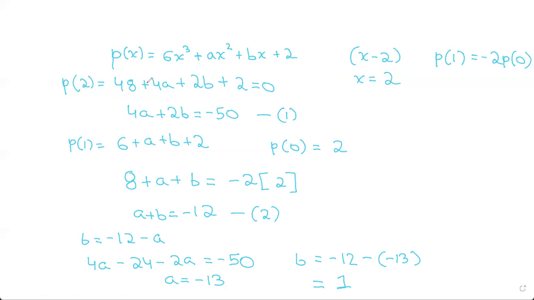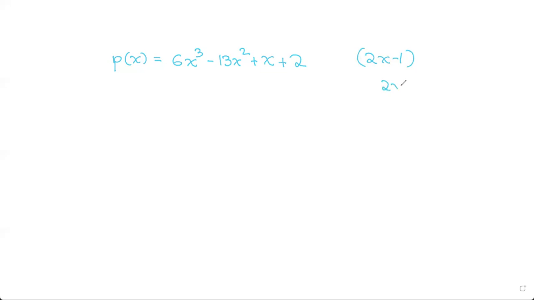So we found the value of A and B, which was part 1. So A is minus 13 and B is 1. So this was part 1. And if we do this, we would already get 5 marks. Now let's move on to the next part. So if we substitute the values of A and B, we know that the equation is now 6x cubed minus 13x squared plus x plus 2. Because B is 1, it's just x. Now we have to find the remainder when it is divided by 2x minus 1.